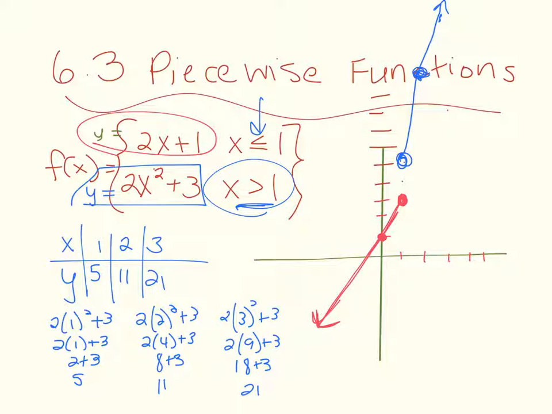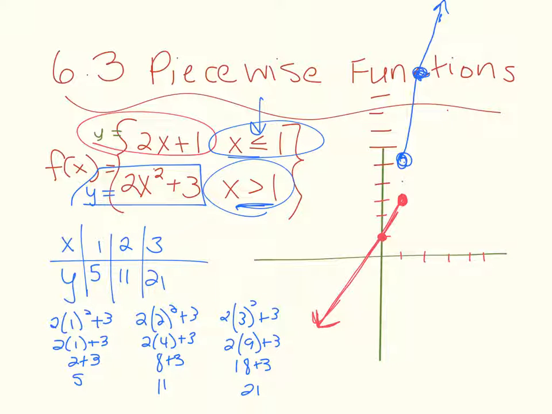So then, in the other graph, why aren't those open dots? Because it said or equal to. So or equal to says include 1. Include where x is 1.